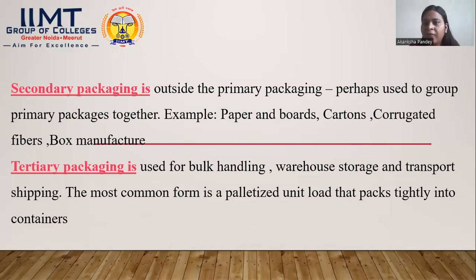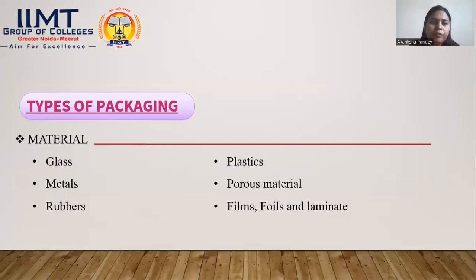Have you ever seen the wooden boxes? That would be an example of the tertiary packaging. Moving forward to the types of packaging, these are the basic types that we have already seen in our day-to-day life: glass, metals, rubbers, plastic, porous materials, films, foils, and laminates.